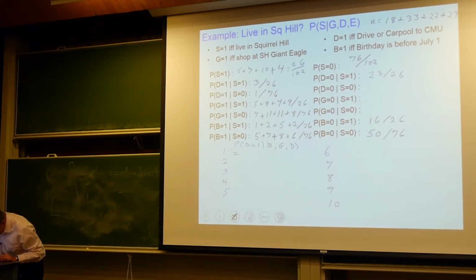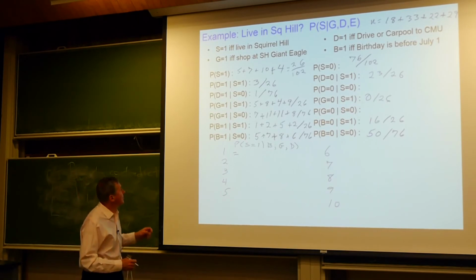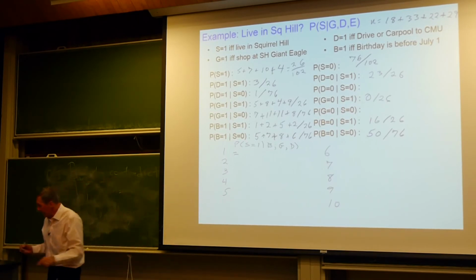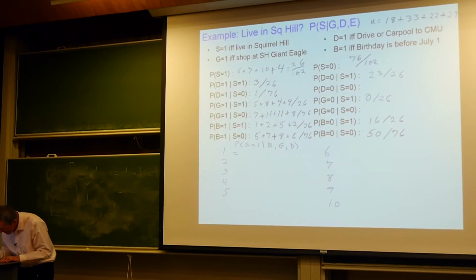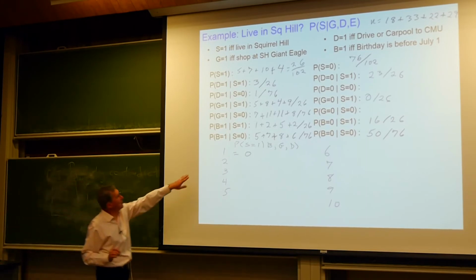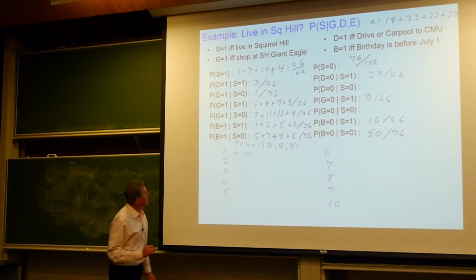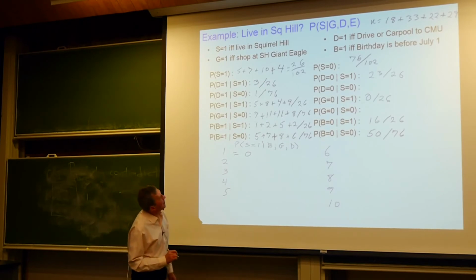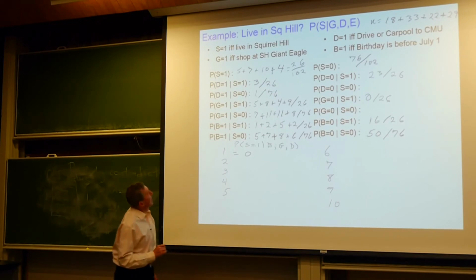Okay. But here it is. So this is 0 out of 26. Boy, I wish we had used a MAP estimate. Okay. So the probability for number 1 is 0. The probability that S equals 1, that they live in Squirrel Hill given their particular values, is 0. Now we can infer that they must live in Squirrel Hill but not shop at Giant Eagle.